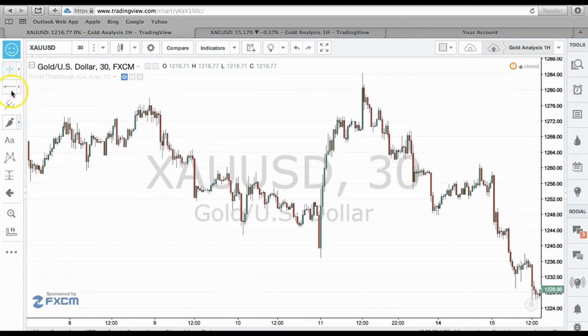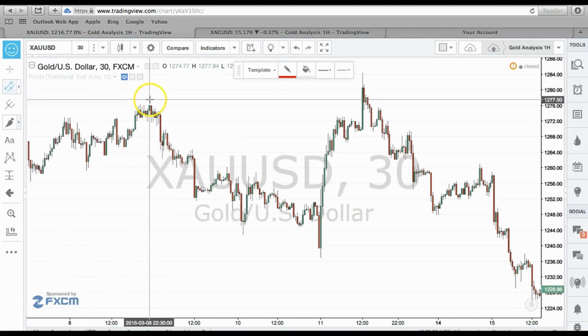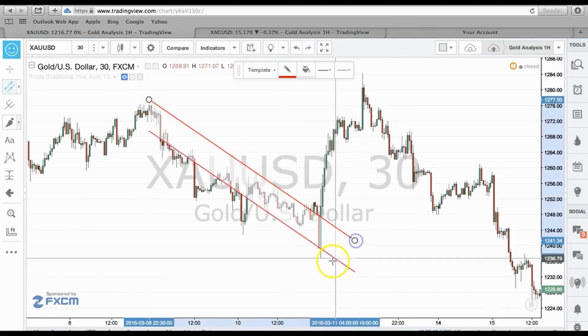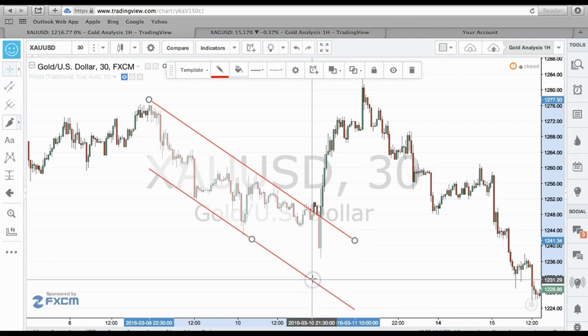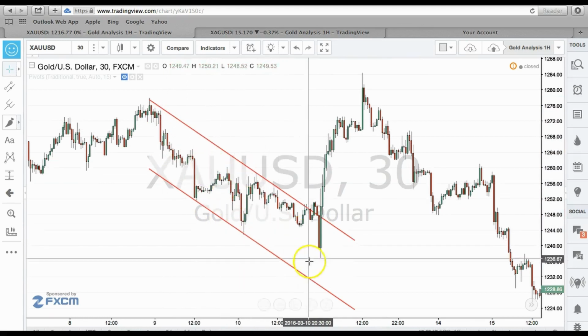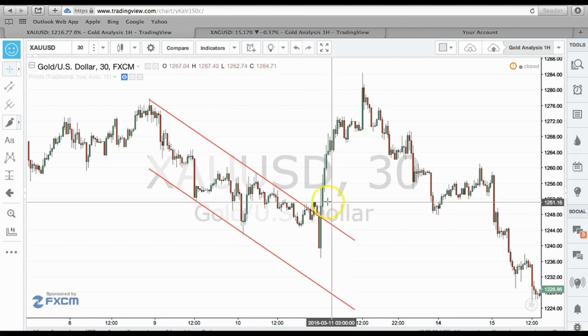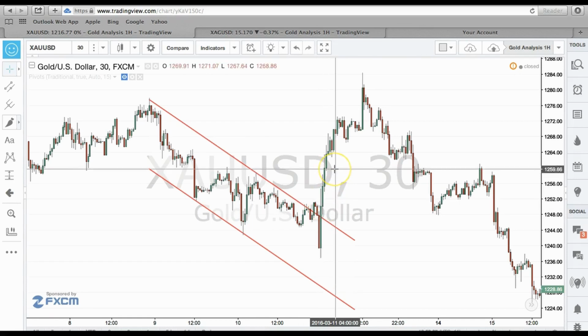Sometimes I'll just take the parallel channel tool, and I would go like this. Something like that. Just to give me an idea of where price is ranging and where it can break out. So this area right here would have been an area where I would have looked for price to break out, and it did.